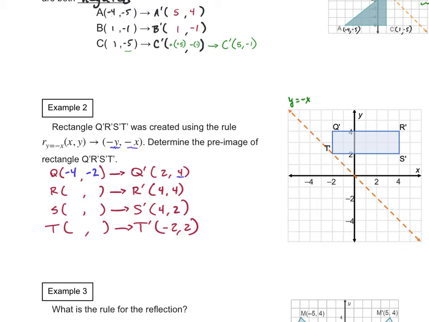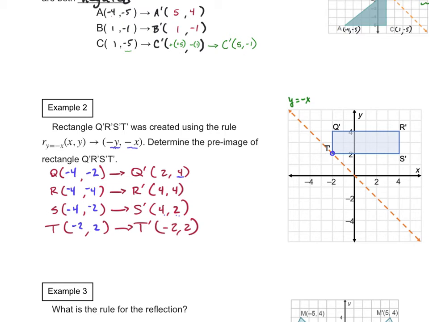And if I just do the same thing, I have negative 4, and let's see here, this would become negative 2, negative 4, and then I have what would appear to be negative 2, 2. And if you'll notice right here, that point is on the line of reflection, so T and T prime should be the same point.